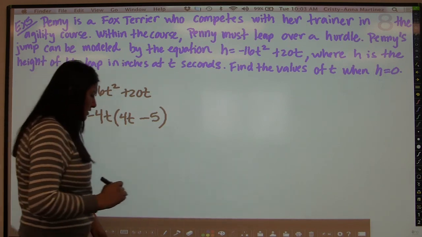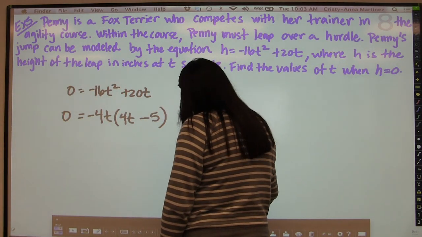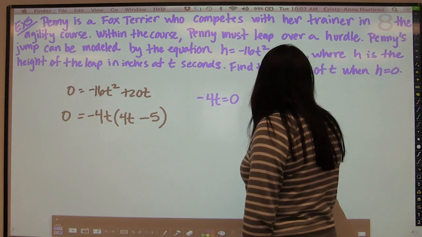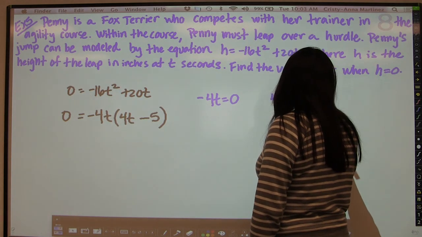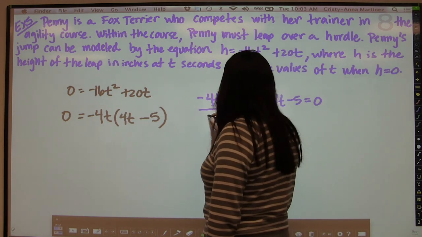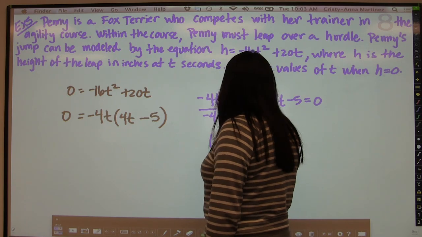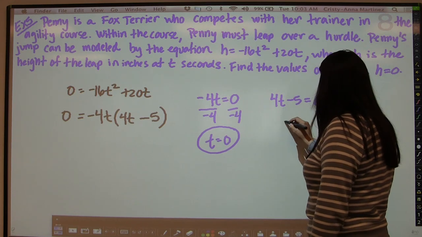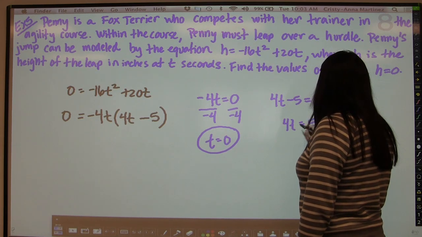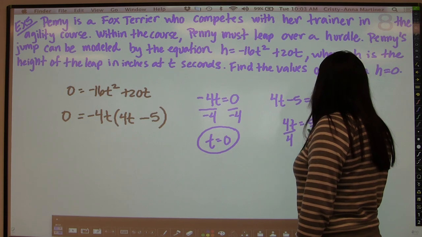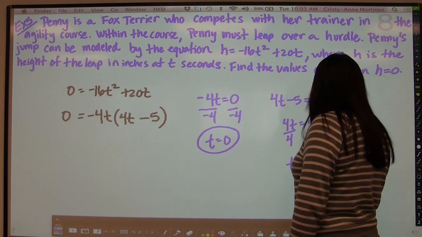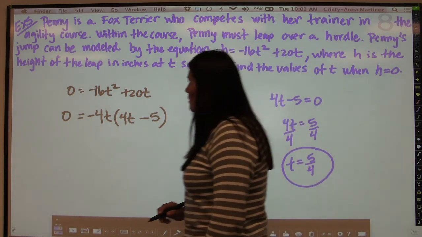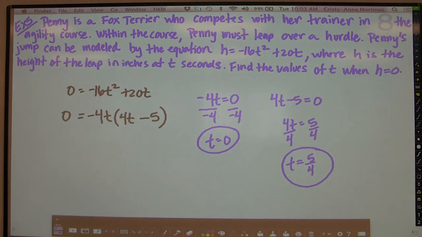So now what we can do is separate the two factors. So either negative 4t equals 0, or 4t minus 5 equals 0. So in this case, you divide by negative 4 on both sides, and t still equals 0, because 0 divided by anything is 0. Over here, you're going to add the 5, and you're going to get 4t equals 5. Then you're going to divide by 4, so t is going to equal 5/4, or 1.25 seconds. So that is how you answer that little question.